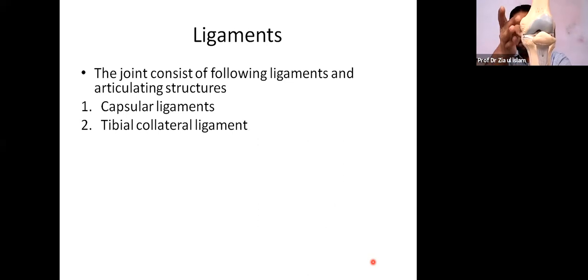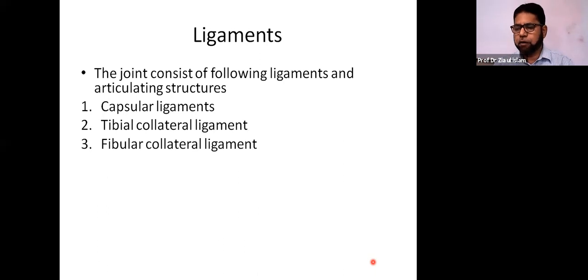If you look, it joins the medial epicondyle of the femur to the medial condyle of the tibia. This is known as the medial collateral ligament or tibial collateral ligament. Similarly, one here joins the lateral condyle of the femur with the capsule or the lateral condyle of the tibia, and this is known as the lateral collateral ligament, whose other name is the fibular collateral ligament. So medial or tibial collateral ligament, and fibular or lateral collateral ligament. It is the same thing, but for easy description we call them tibial collateral ligament and fibular collateral ligament.